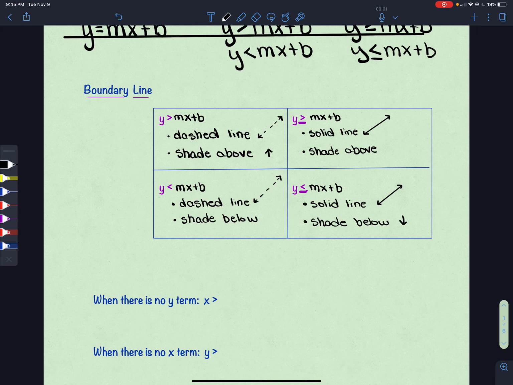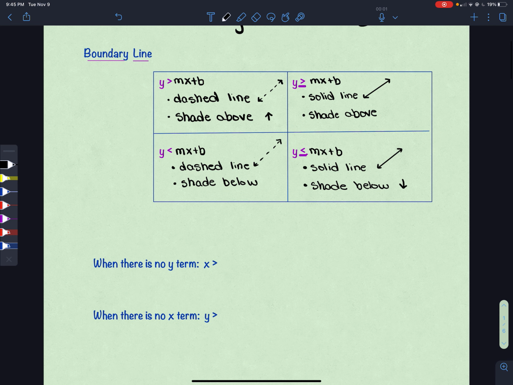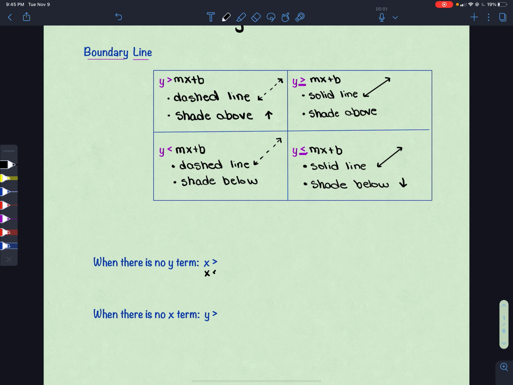All right, so another thing that I want to look at is when we are graphing these and we're drawing boundary lines, if there is no y term, so we just have x is greater than, or maybe we have x is less than, or x is greater than or equal to, or x is less than or equal to. All of these here would give me a horizontal line or horizontal graph. The horizontal graph would only cross the y-axis.